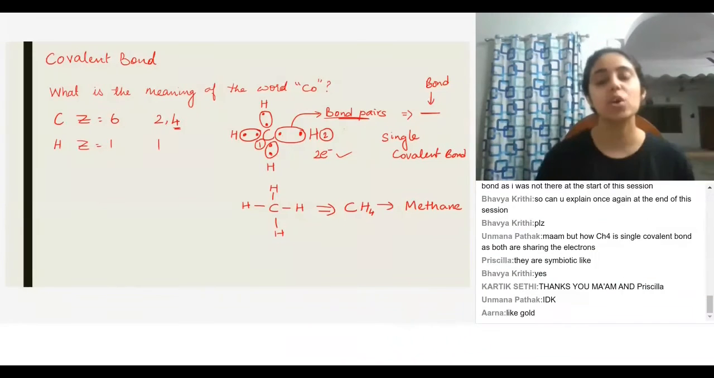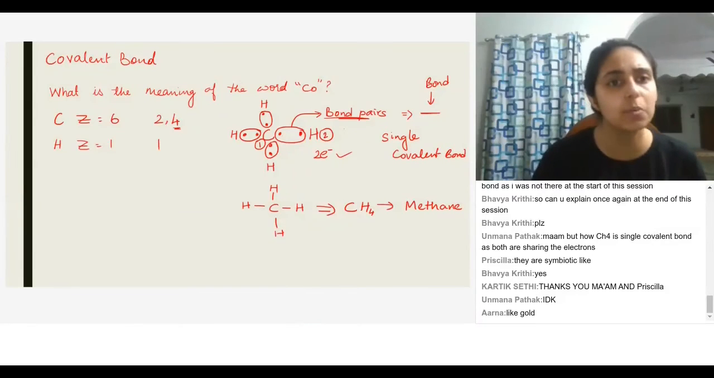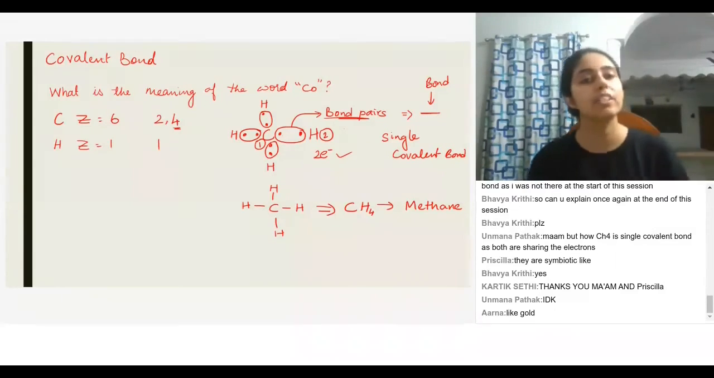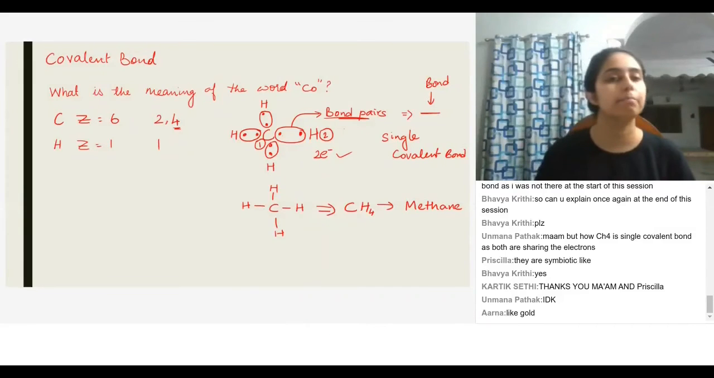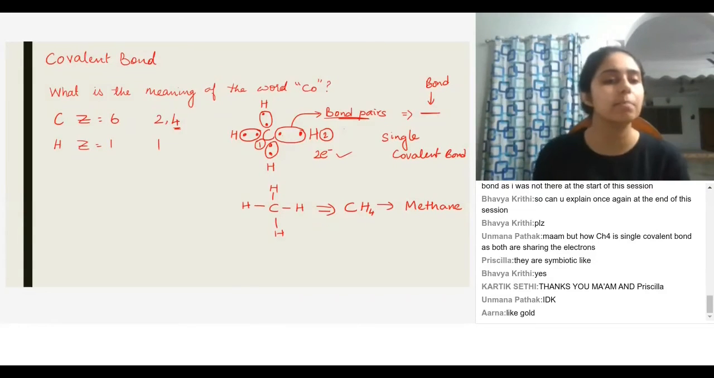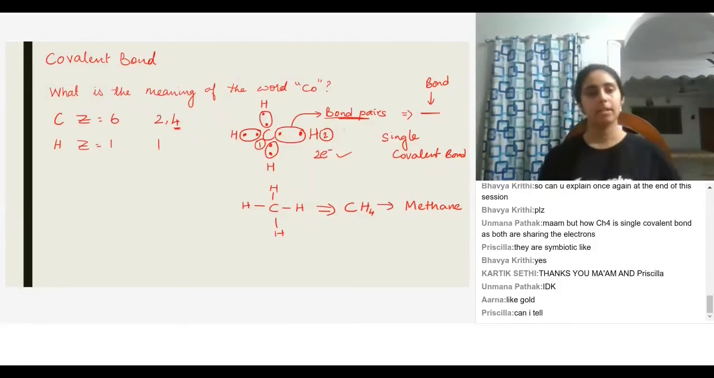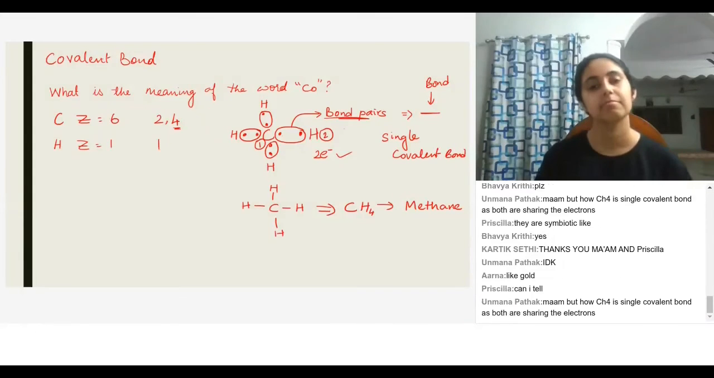Excuse me, ma'am. So we've seen what a single covalent bond is. Unmana's question was, how do we know if it's going to have a covalent bond or if it is going to have an ionic bond? So guys, do you have any idea? Yes, Priscilla, you can tell. Go ahead. The major difference is that covalent bonds always happen in non-metals. Non-metal and non-metal.